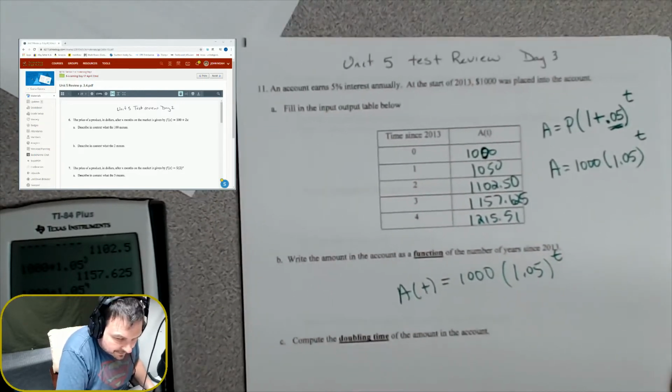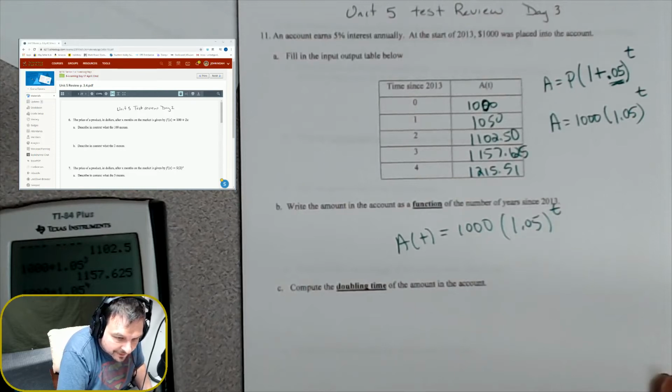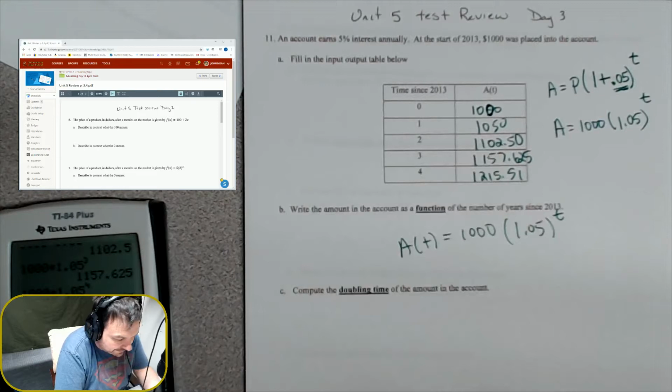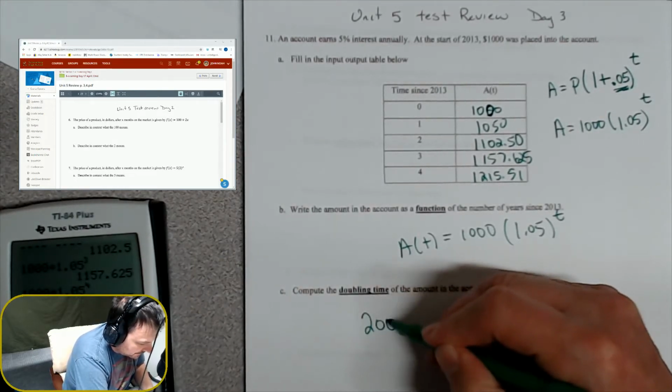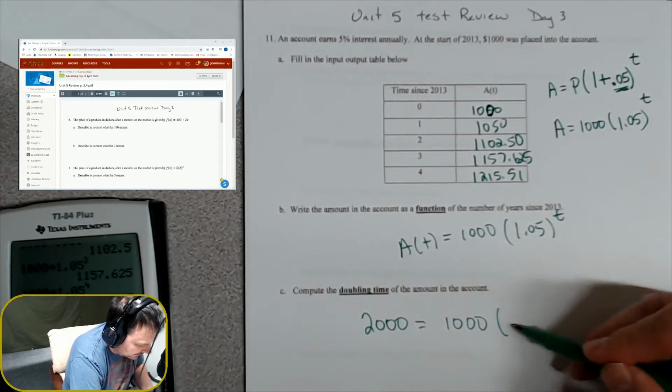Does that make sense? Okay, here's where you speak up in the chat if you know you're confused. When is it double? Well, if we have 1,000, what's doubling? 2,000. So 2,000 is what we want. Okay, now how are we going to solve something like this?